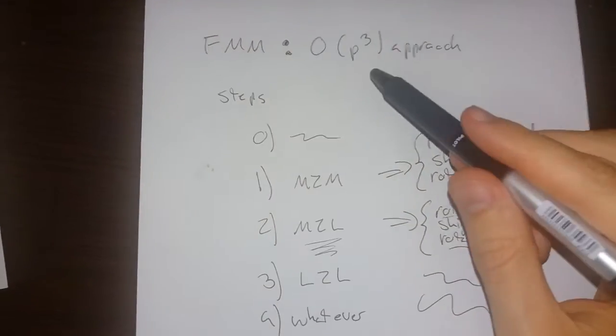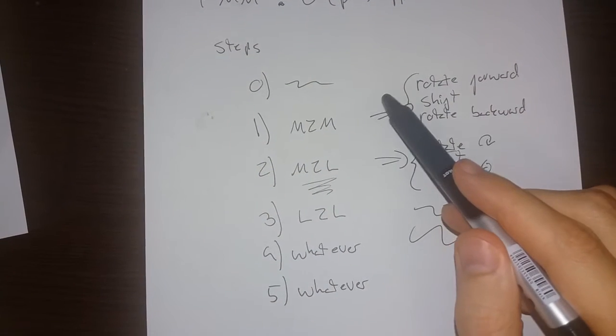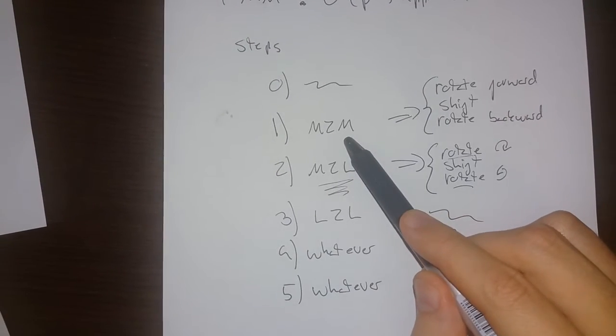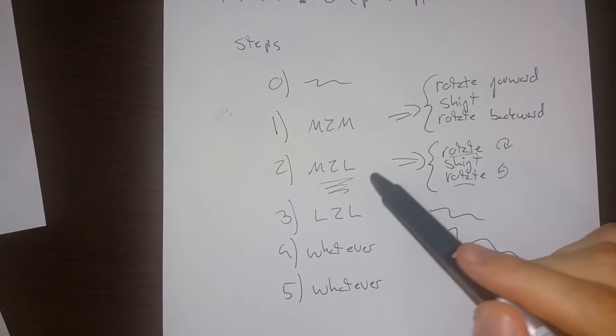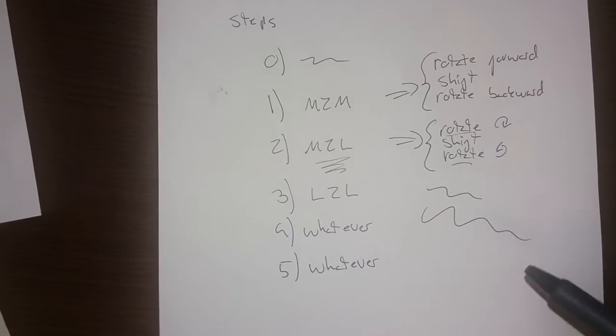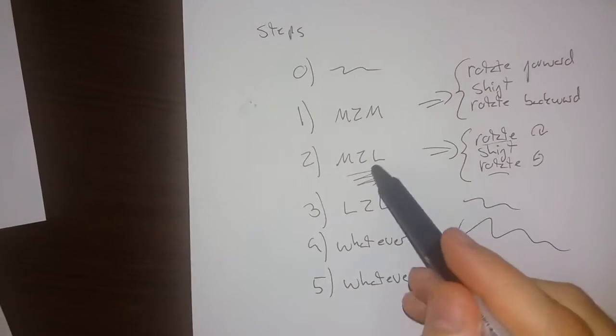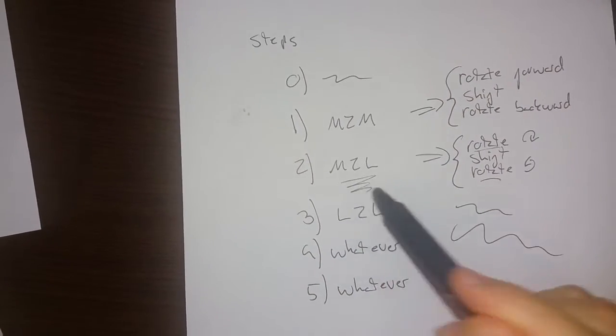Okay, so this is how the fast multipole method works. It consists of 5 steps: multipole to multipole, multipole to local, local to local, and so on. And actually we don't really care about 4 of these. The bottleneck is multipole to local. It takes the most time.